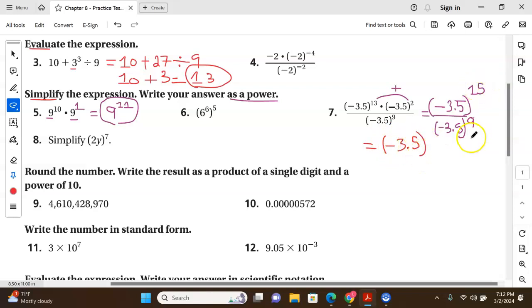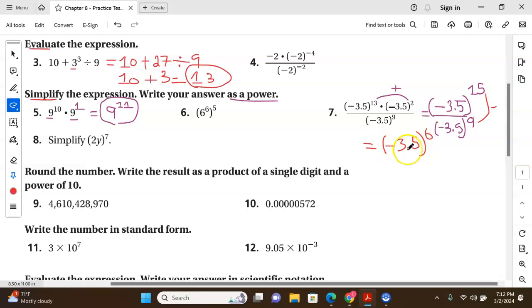And then I'm going to subtract my exponents. So the exponent of the numerator, subtract the exponent of the denominator. So you take 15 minus 9, and that's going to give me 6. And you're done with this. Do not flip this number because you see there's a negative there. There's nothing wrong with having a negative as a base number. There's nothing wrong with it.